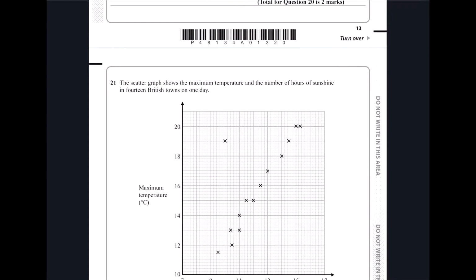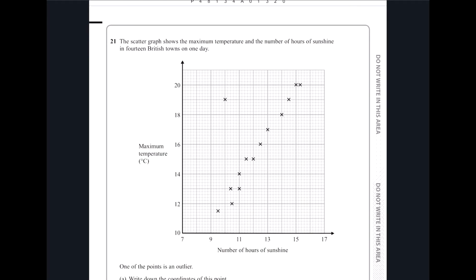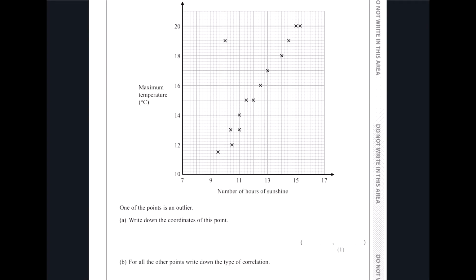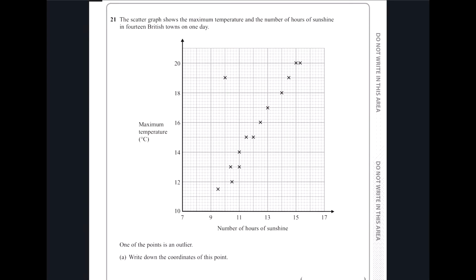Okay, next one, the scatter graph shows maximum temperature and number of hours of sunshine. Cool. So one of the points is an outlier. Write down the coordinates. Now an outlier is just a point which doesn't follow the trend. If we have a look at this graph, can you see that generally most of the points lie around this line, but this point doesn't. So this is what we call an outlier. So then all we need to do is write down the coordinates, making sure that you do that correctly. I'm just drawing lines. So this looks like 19 and this looks like 10. So we do x and then the y number.